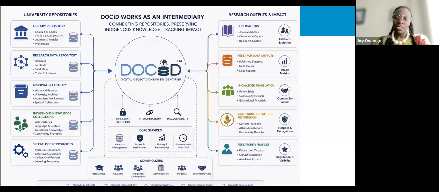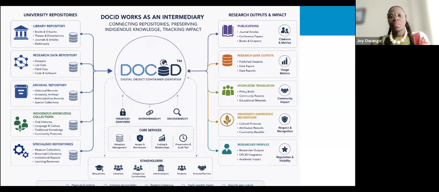So now let's look at the left-hand side of the screen. You'll find that the average university has a library repository with the books, ebooks, theses, and dissertations. It has a research data repository. It has an archival repository, indigenous knowledge collection, or specialized repositories. How do you connect any of this with the research output? Because you'll find that they'll have separate research repositories just for the research output.